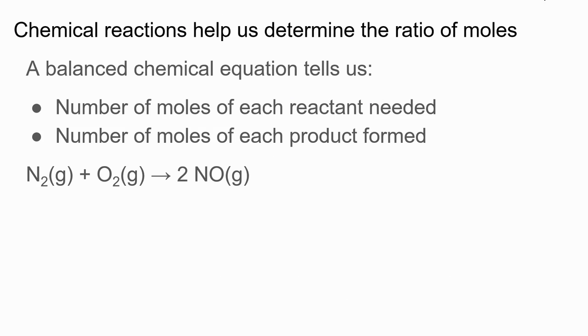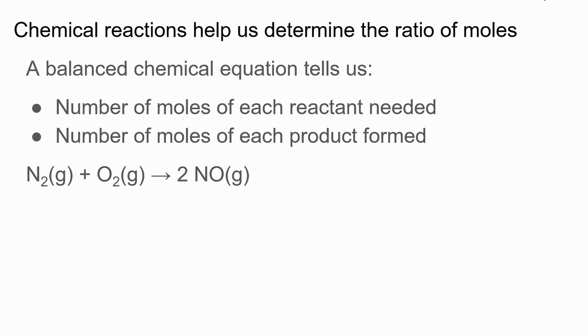All right, so when we have a balanced chemical reaction equation, this is telling us the number of molecules that we need to put together to get a final product. It also tells us the ratio. So we can think of this in terms of number of molecules or number of moles. So this is telling me I need 1 mole of nitrogen and 1 mole of oxygen gas gives me 2 moles of nitrogen oxide.